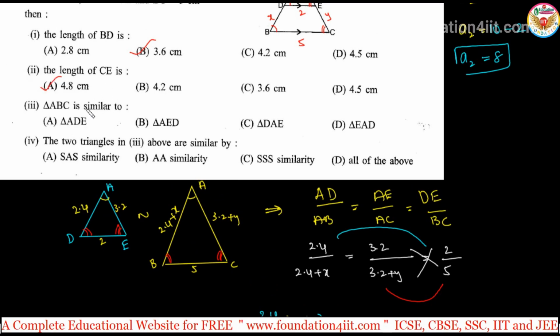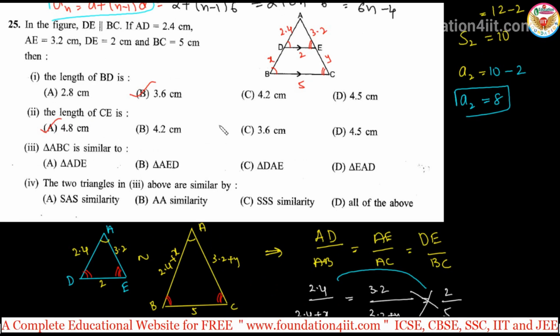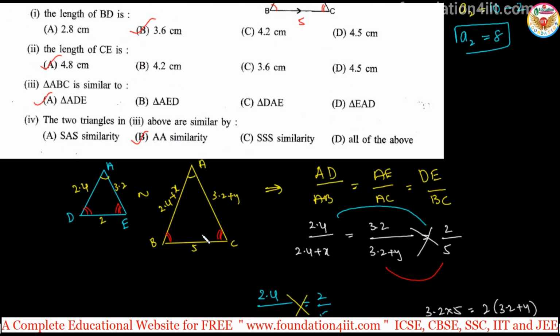The next: ABC similar to ADE. Okay, ABC similar to ADE. We got triangle ABC similar to ADE. Same, option E. These two triangles in the third question above are similar according to angle axiom AA, because sides are not given. These two angles are the same, the common angle, and angle D is exactly equal to B, angle E exactly equal to C, because corresponding angles. So AA similarity. Whenever two angles are similar, obviously the third angle is also similar, because the sum of the three angles in a triangle is 180 degrees.